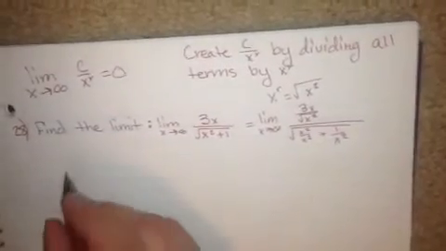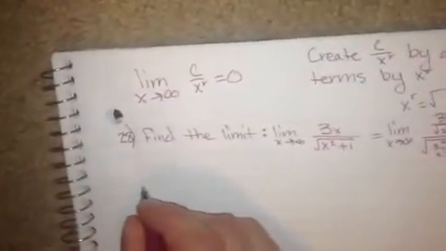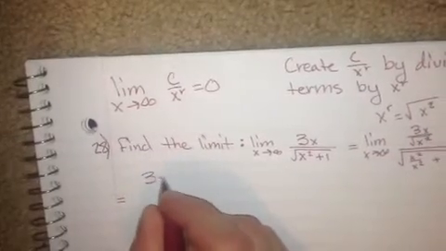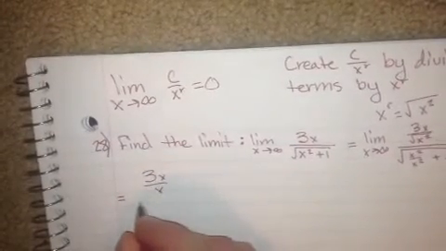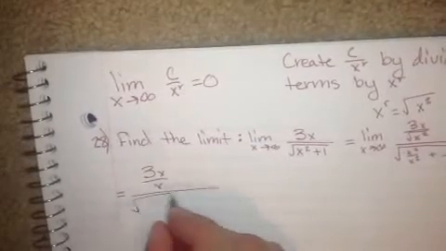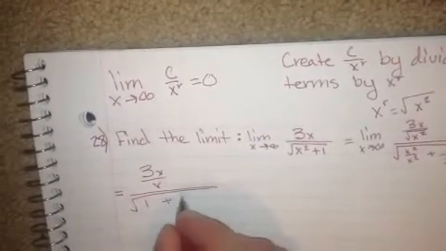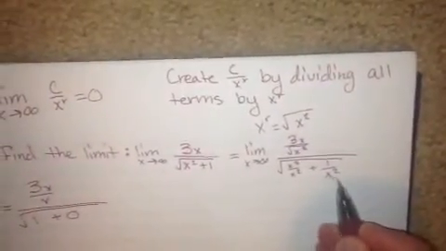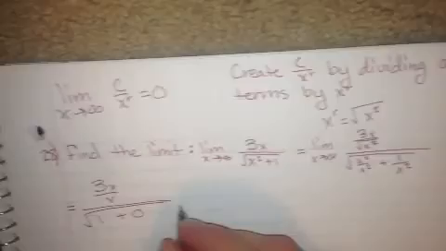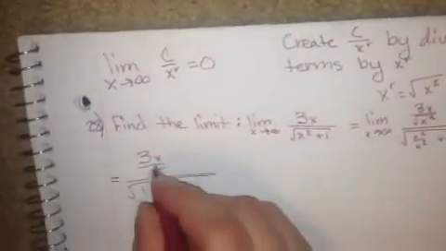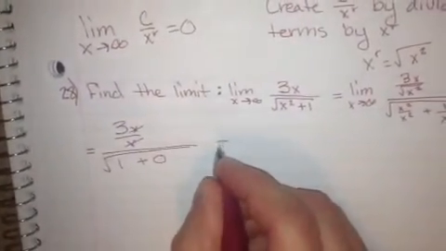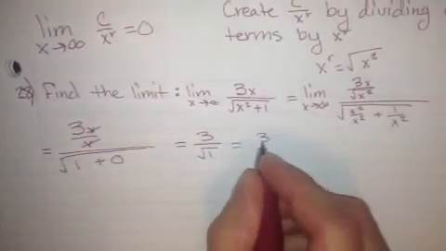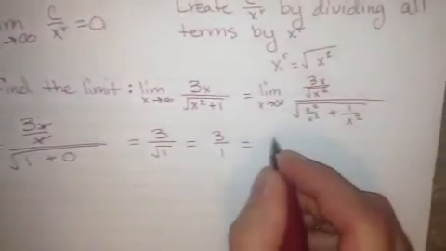Now when I actually take the limit, I have 3x over x all over radical 1 plus 0, because the c over x to the r equals 0 when I take the limit. Now I can cross out the x's here, which would equal 3 over radical 1, which is 3 over 1, which equals 3.